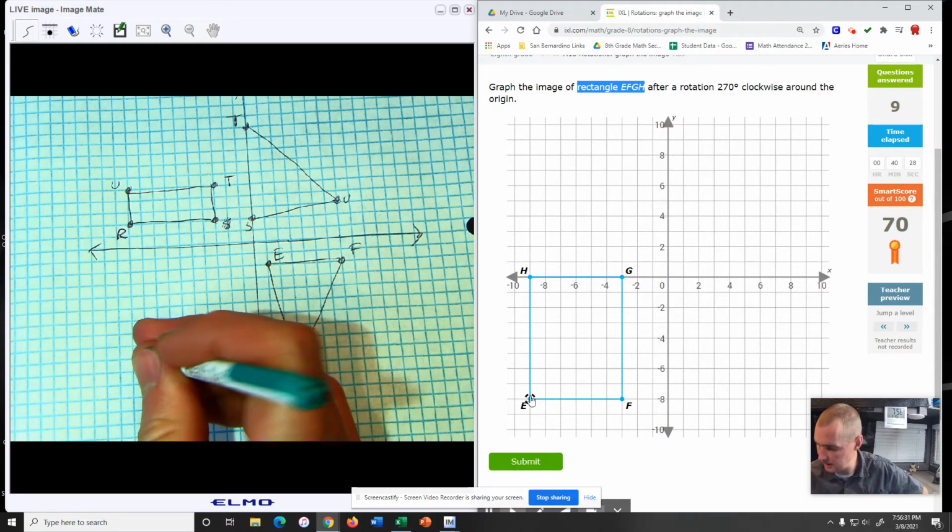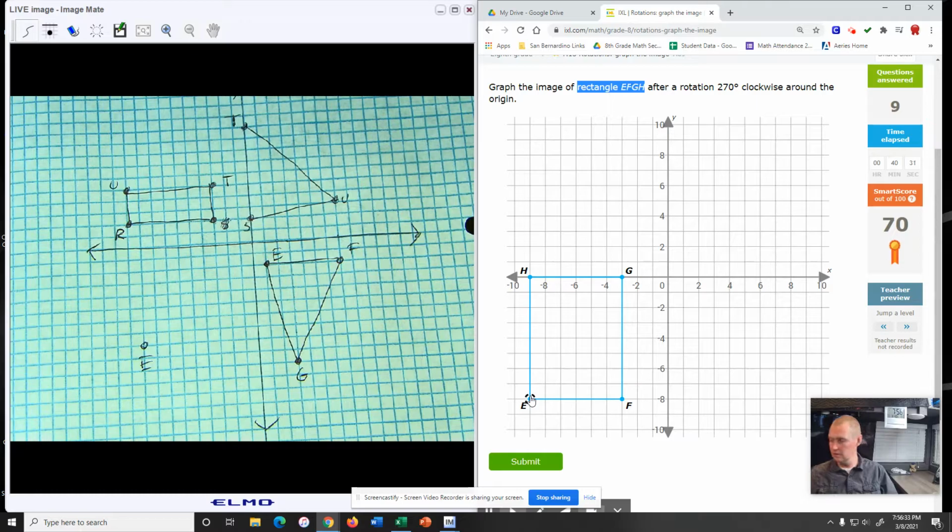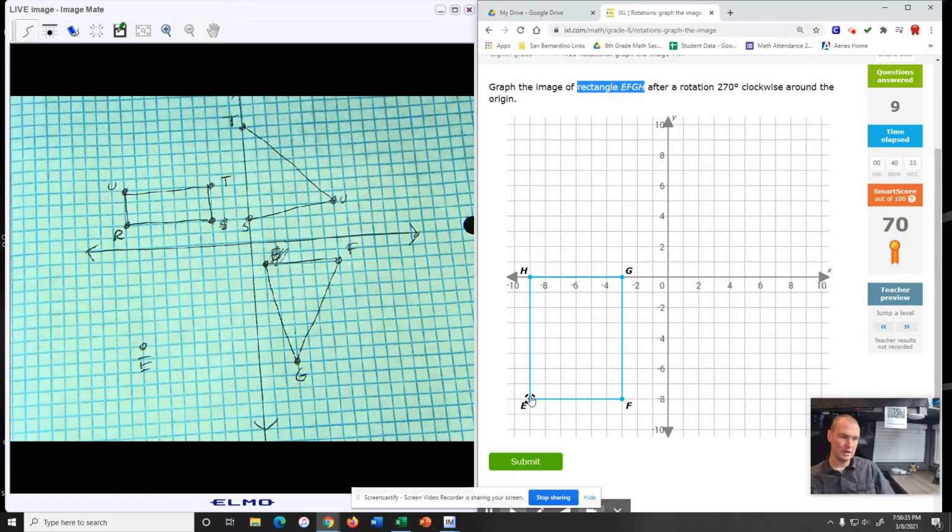And make sure you label it as E so you keep track of your point. And I'm going to cross out this other E because I don't want to get it mixed up. It's not the same object. It's not the same shape. That's from another problem.